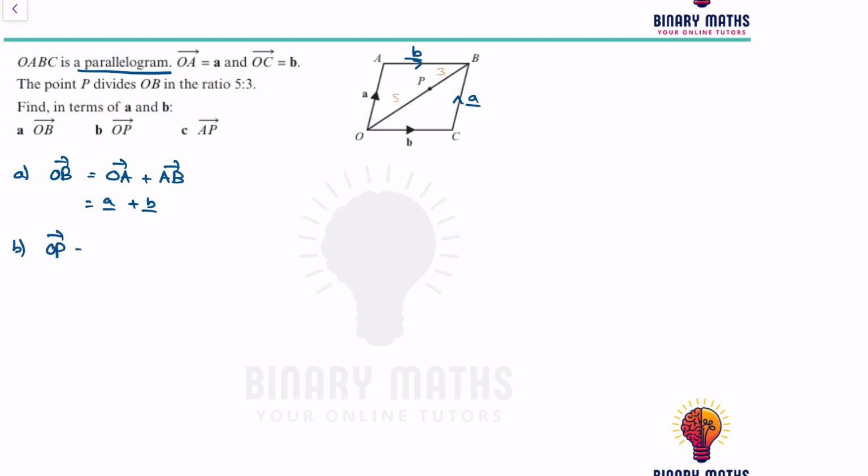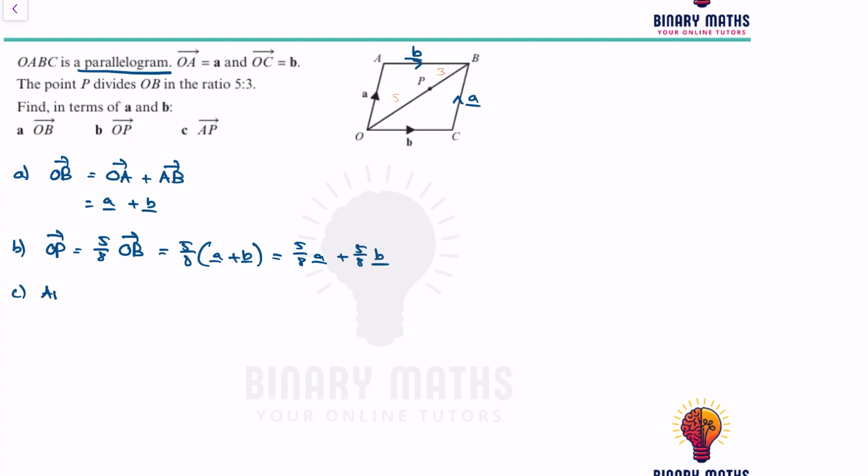O to P. To get from O to P, it's 5 over 8 of O to B. Because there's 5 parts of, obviously, O to P, and altogether there's 8. 5 plus 3 is 8, which is equal to 5 over 8 times our answer from A plus B, which is equal to 5 over 8A plus 5 over 8B.